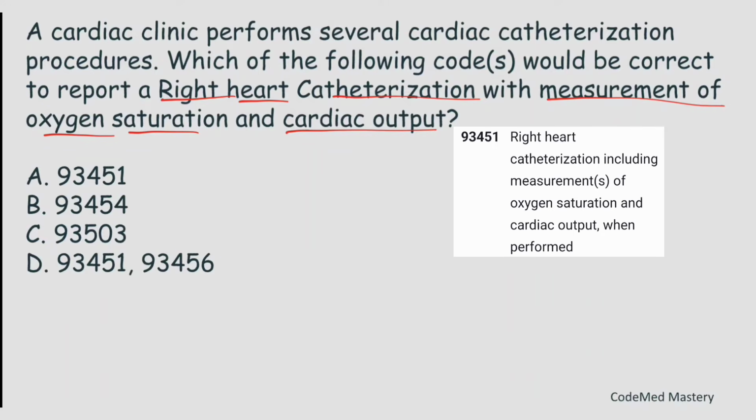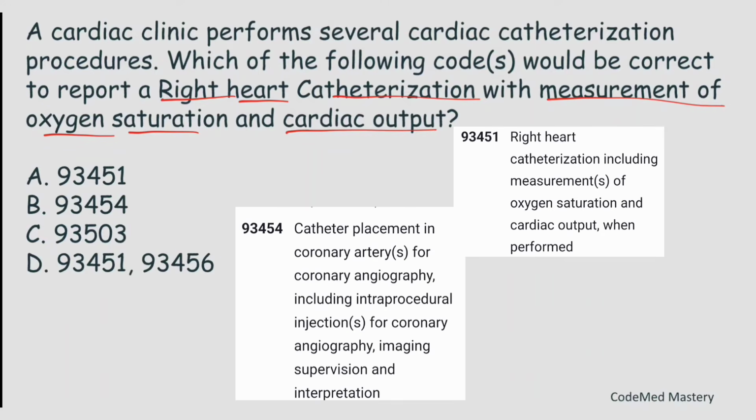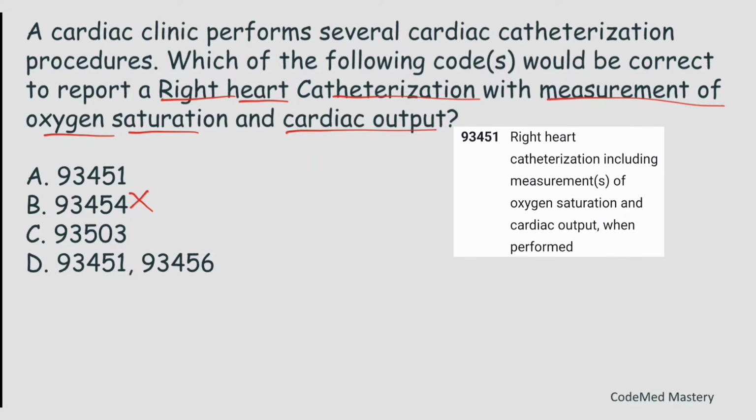Check option B, 93454, which is for catheter placement of coronary artery for coronary angiography. Check in the scenario if they have performed coronary angiography. No, right? So we cannot code 93454. We'll eliminate option B. Coming to option C, 93503.